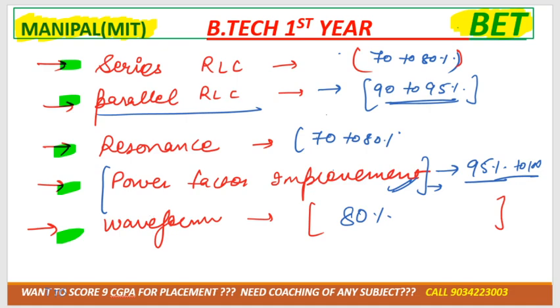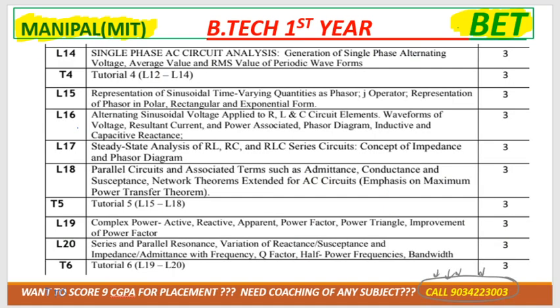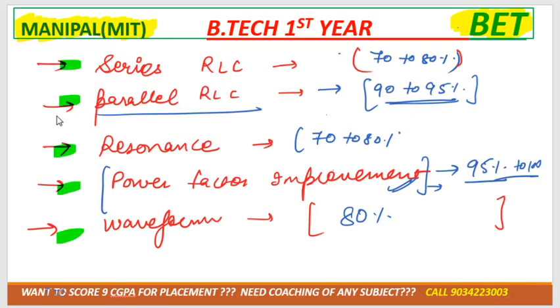So in the last class we have started module 2, that is AC circuit, and I told you from module 2 in end term or midterm these questions will come, right? So in the last class we have started series RLC circuit. Based on that I told you the formula also: impedance triangle, voltage triangle, and power triangle.